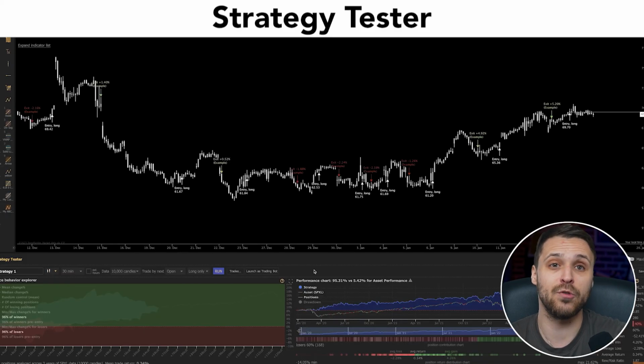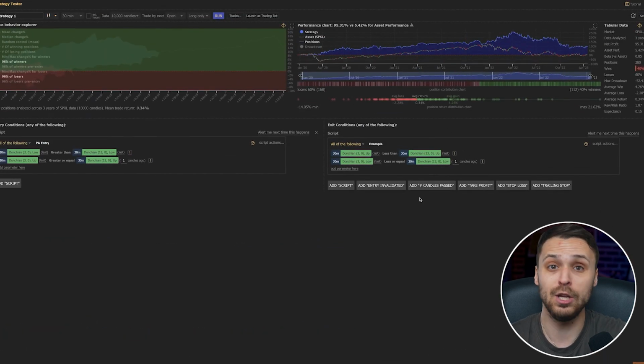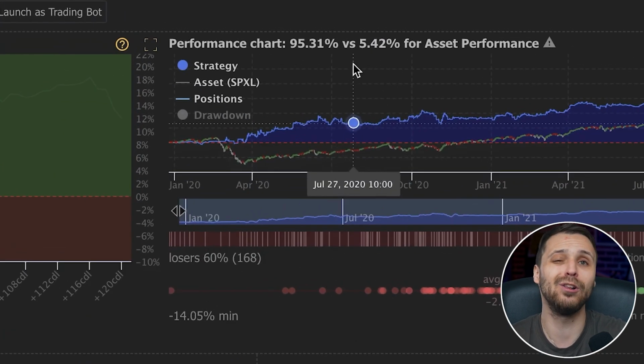It has this feature called the strategy tester, and with this tool, you can build, test, and refine strategies using decades of data without writing a single line of code.